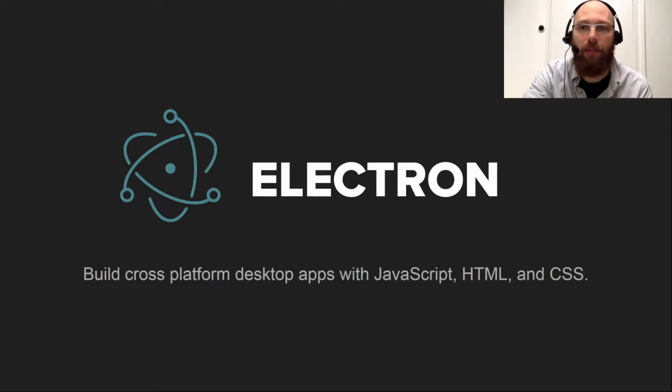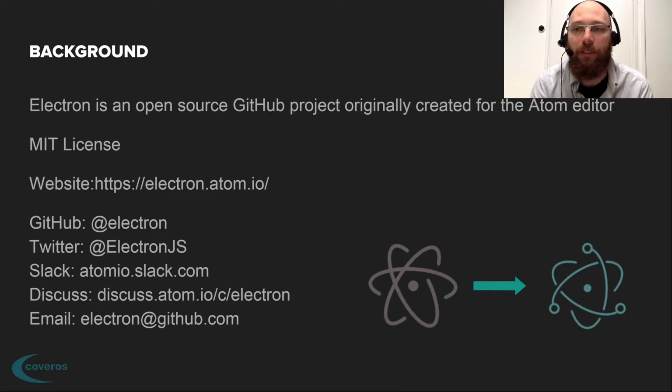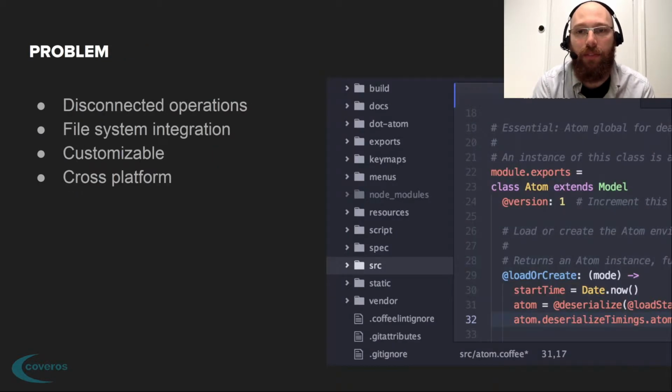I'm going to talk to you today about Electron, which is an open source framework for building cross-platform desktop applications using HTML, CSS, and JavaScript. As some of you may or may not know, Electron was actually created as part of another project, the quote-unquote hackable lightweight text editor known as Atom. This particular module was called Atom Shell, but as the module grew and people started using it for other projects, it sort of took on a life of its own and became Electron.